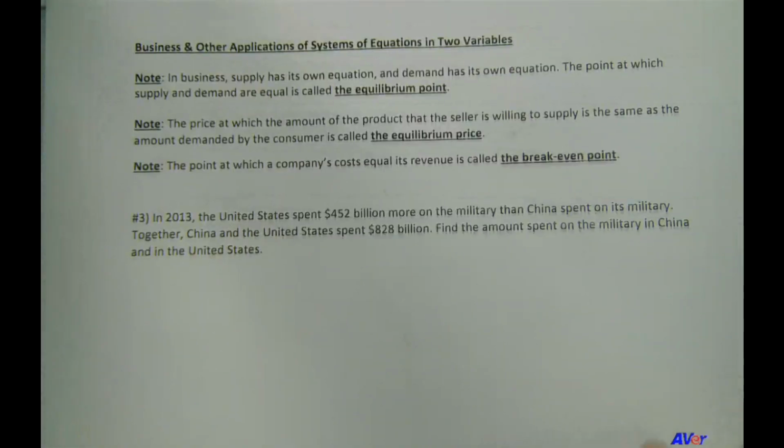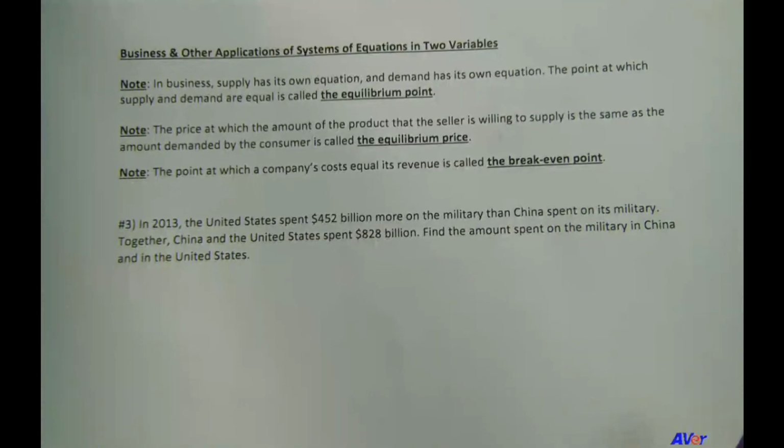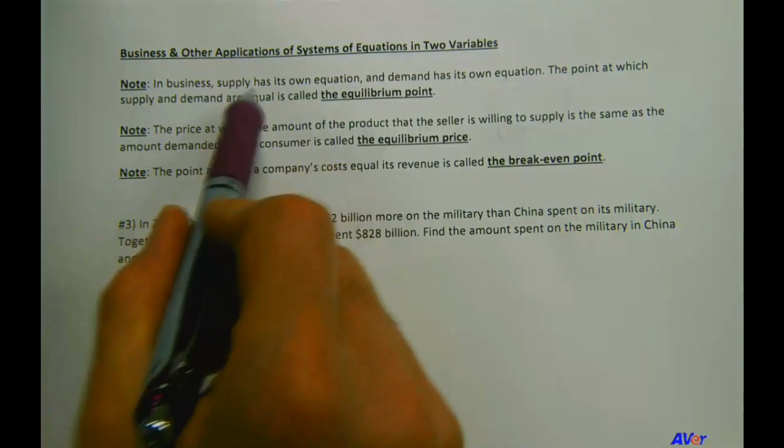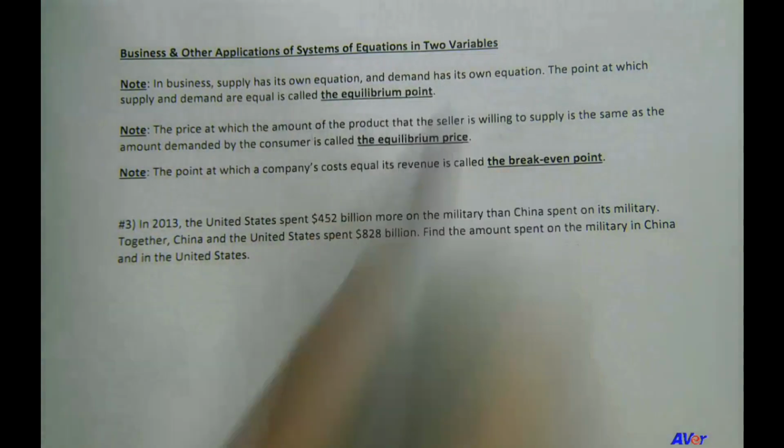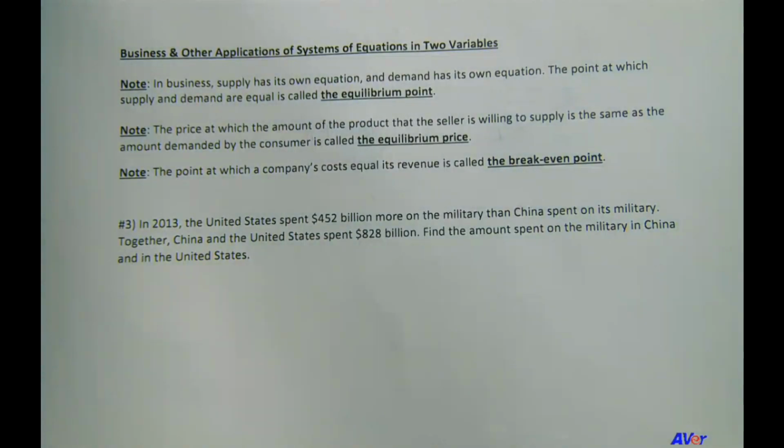Okay, so everything we've done so far has applications in business and science. So in the next few examples, we're going to look at these applications. For example, in business, supply has its own equation and demand has its own equation, two linear equations, and we're talking about linear equations because supply and demand equations can be nonlinear. They can be any equation, but because our discussion here is about solving systems of linear equations, we're talking about supply and demand equations that are linear.